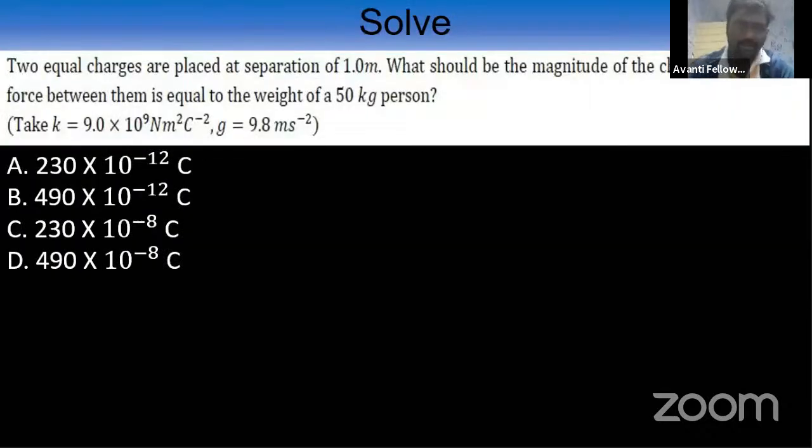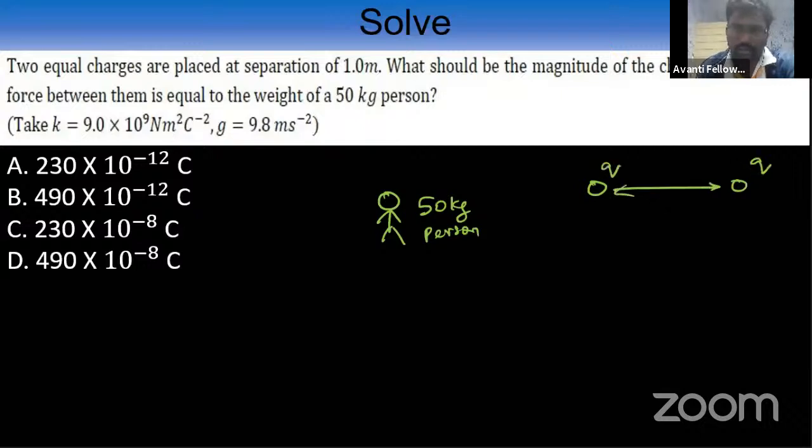Start. So two equal charges are placed at a separation of 1 meter. What should be the magnitude of charges so that the force between them is equal to the weight of a 50 kg person? What's given here is a 50 kg person. Now I have two equal charges, I'll call the charges Q and Q, and their separation is 1 meter. What is the value of Q if the force is equal to the weight of a person?